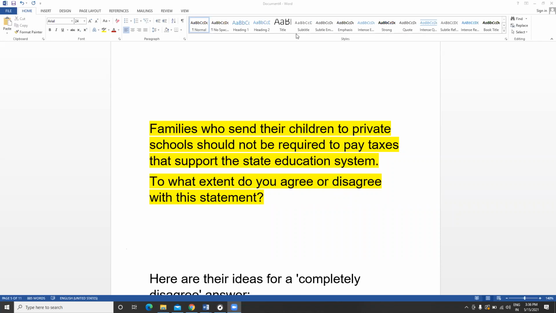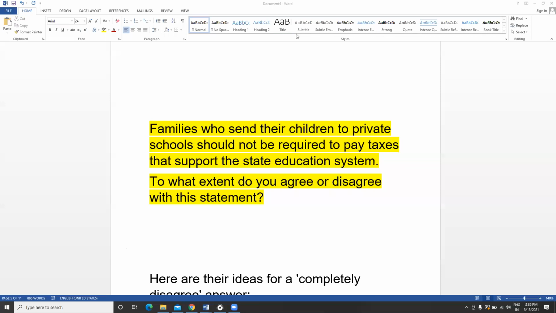I'm repeating. Families who send their children to private schools should not be required to pay taxes that support the state education system. To what extent do you agree or disagree with this statement?